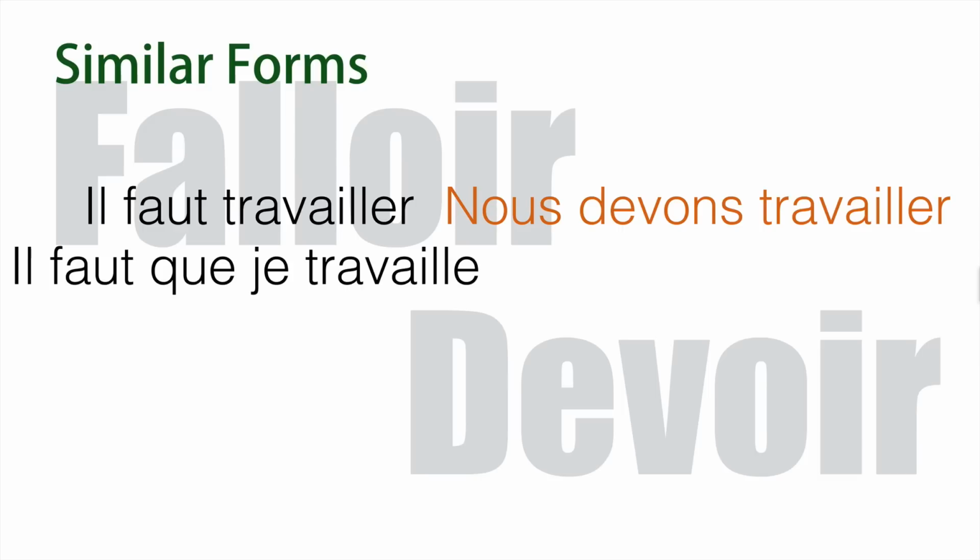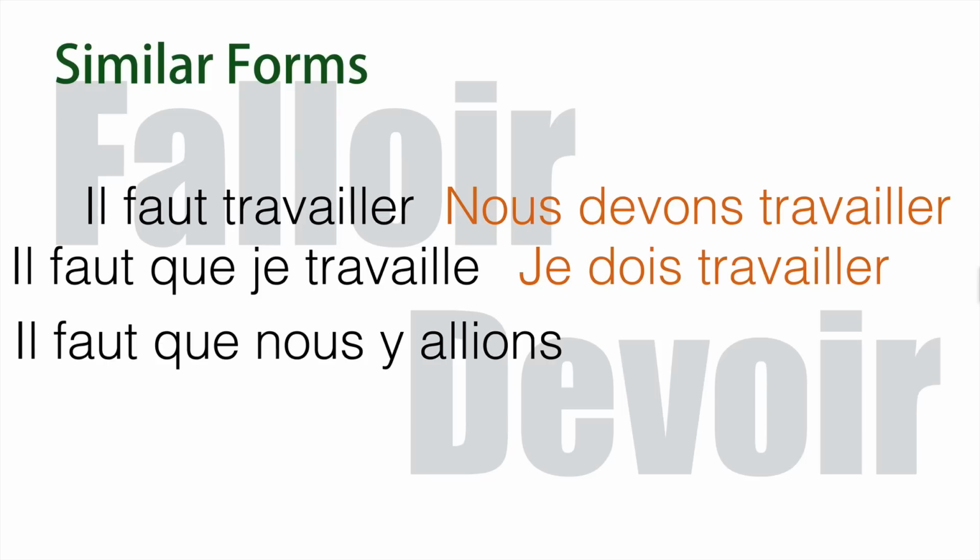Il faut que je travaille, with the verb falloir followed by a subjunctive. Je dois travailler, the same meaning, but in this case with the verb devoir. Il faut que nous y allions, so we must go. With the verb devoir, nous devons y aller. Okay? So, when these two verbs are related to an obligation, you can use the one or the other with no problem. Il faut travailler, nous devons travailler, il faut que je travaille, je dois travailler, il faut que nous y allions, nous devons y aller.